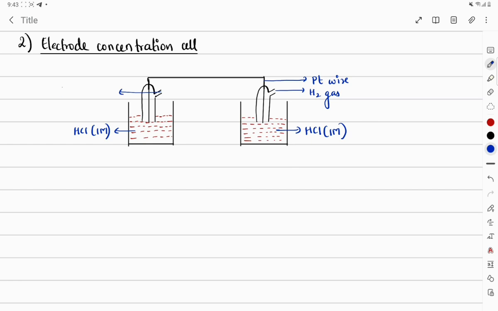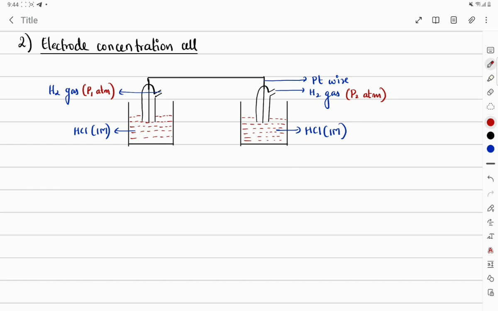But if the hydrogen gas on the anode side, I am taking it to be, say, 1 atm, then on the cathode side, it can be any pressure other than 1 atm. I'll be taking like 2 atm. So just for generalization, I'll consider this as P1 atm and P2 atm.